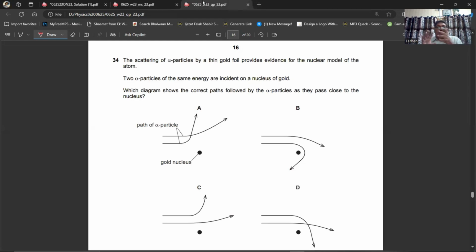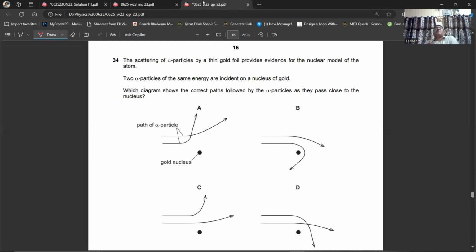So you see, when the alpha particles pass through, they are very close to the nucleus. The nucleus is positively charged, and those alpha particles are also positively charged. The alpha particle whose path is nearer to the nucleus will be deflected more, and the other alpha particle, which was a little farther from the nucleus, will be deflected less.